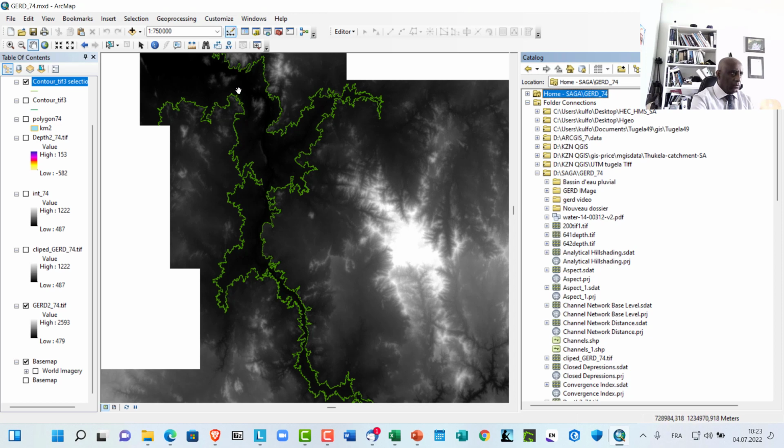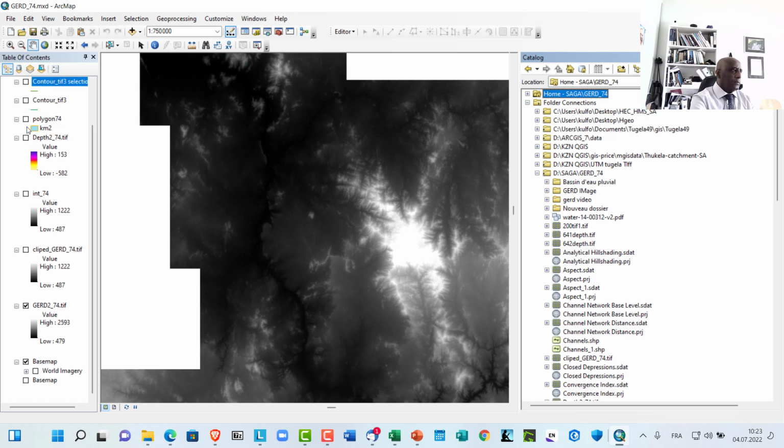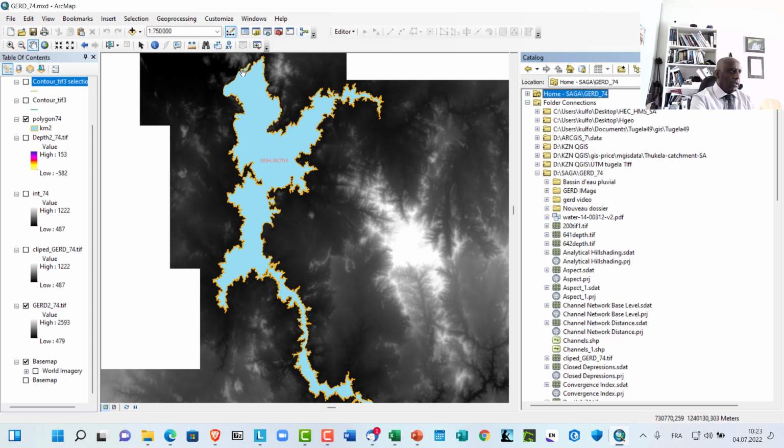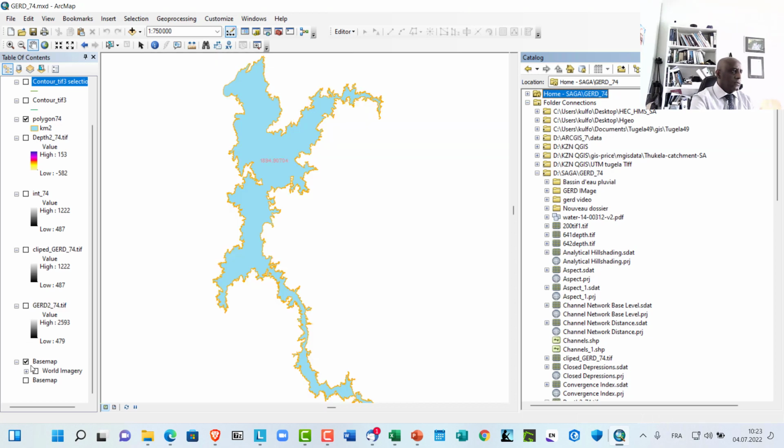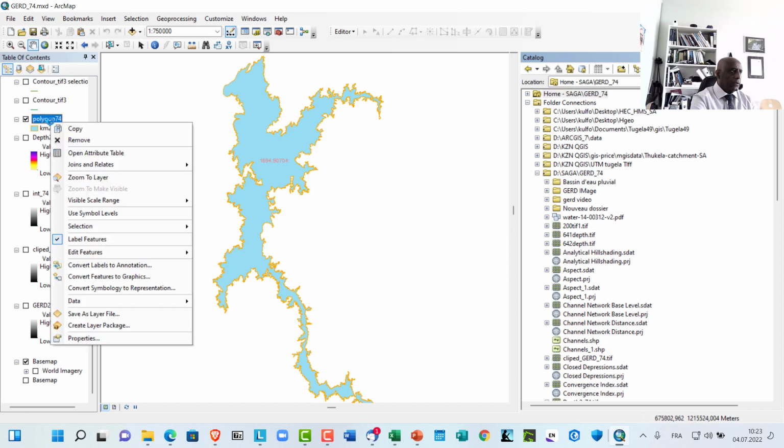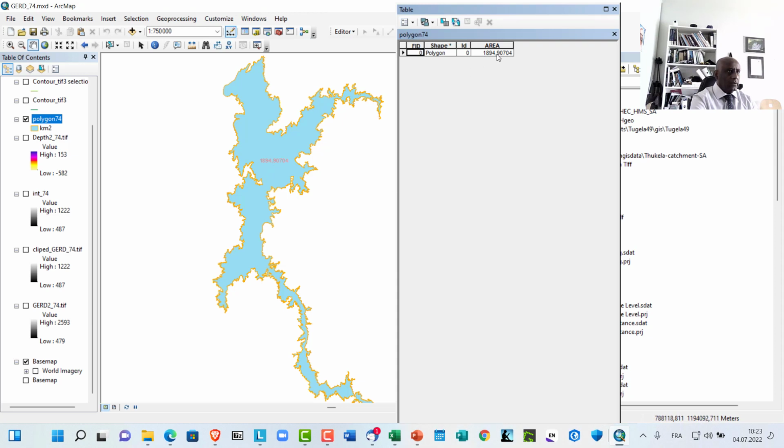So I just connect this with the line and join the two, and form a polygon. Then automatically ArcGIS will form for you a polygon, and that polygon is this one. Then it's easy to calculate the area of the polygon. Simply you can go here, you see, this is 1894 calculated.